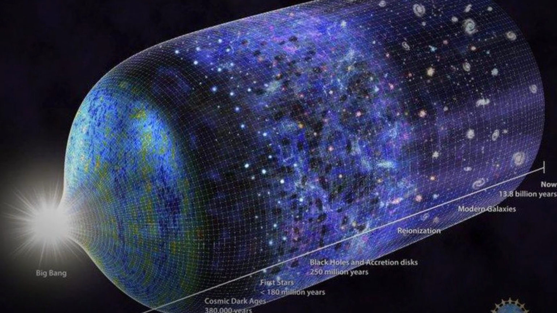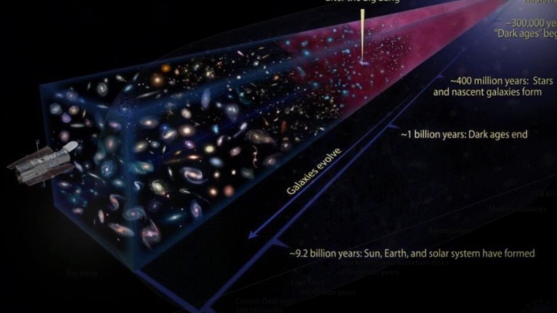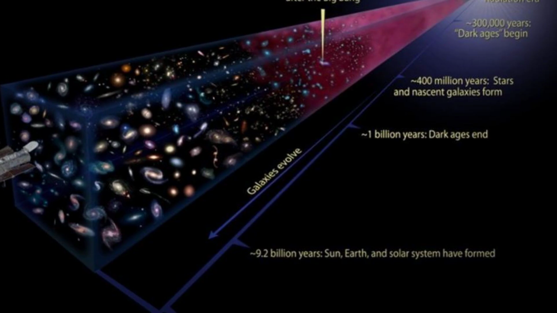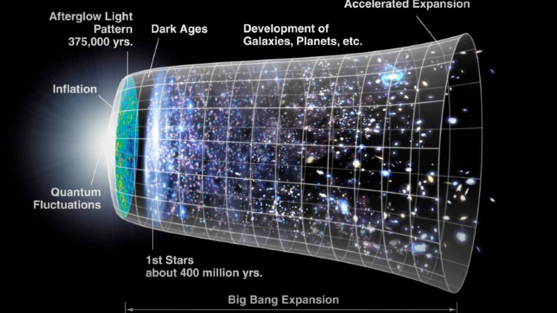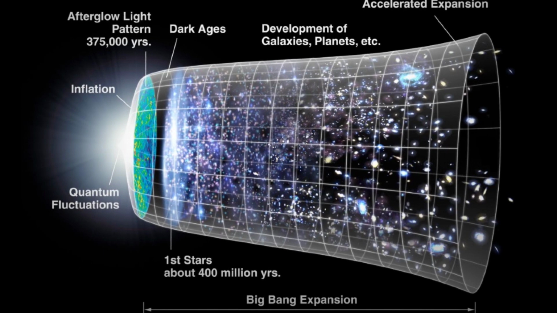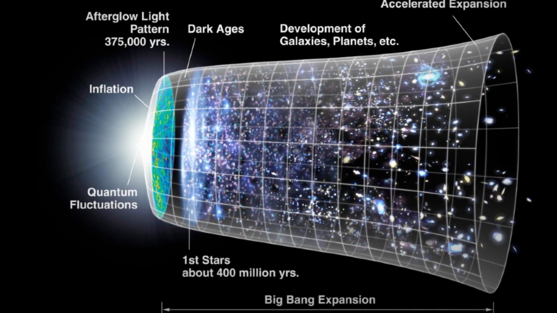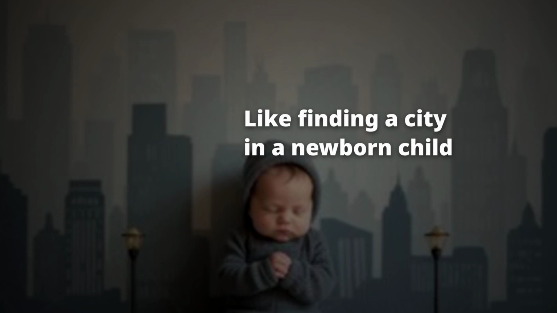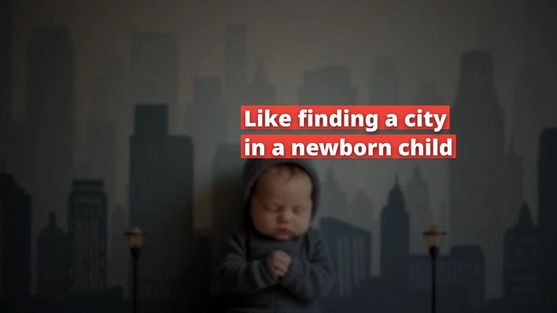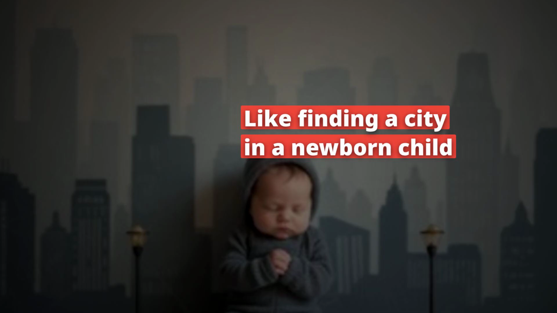That number needs some context. The universe is 13.8 billion years old. The structure Webb found existed when it was less than 5% of its current age. Put that in terms of a human life, finding a fully organized social structure this early in the universe's history is like finding a functioning city in a newborn child.